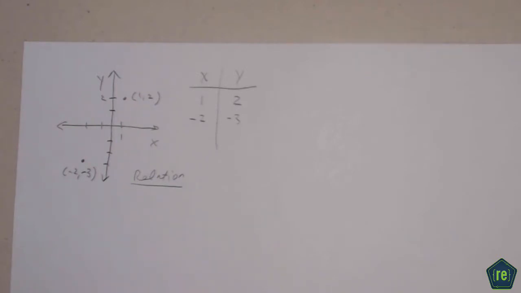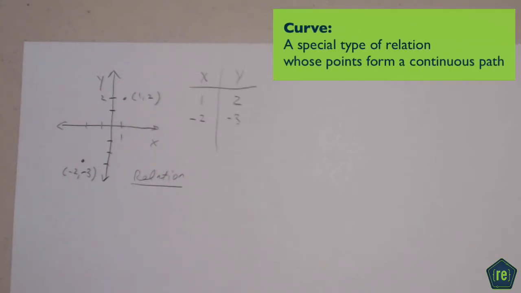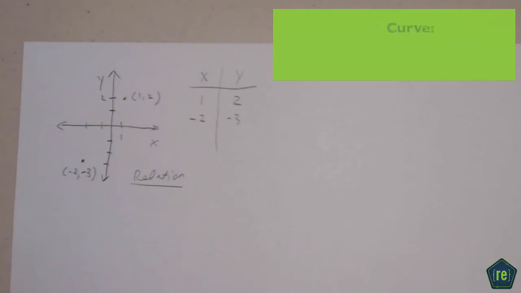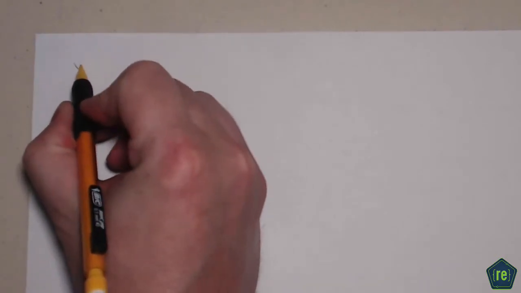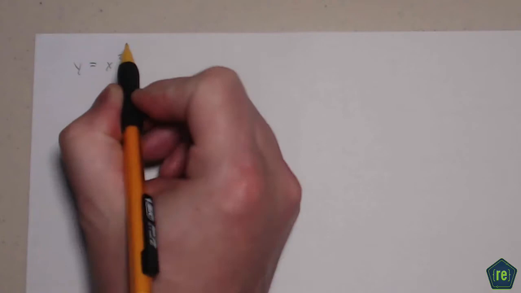Another term that will play a big role in our Vue app is what we're going to call a curve. And we can think of this as a special type of relation whose points form a continuous path through the plane. For our purposes, we'll be interested in curves that can be defined by equations, such as, here's a famous example, the equation y equals x squared.